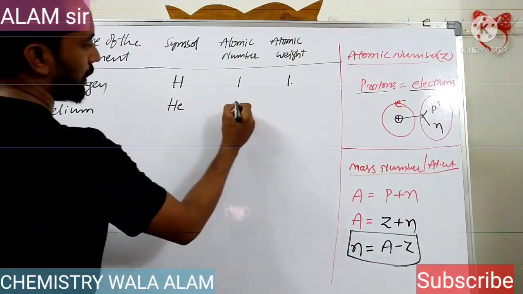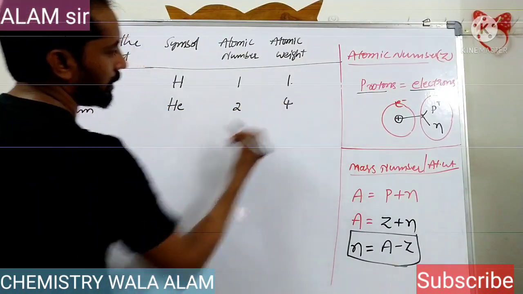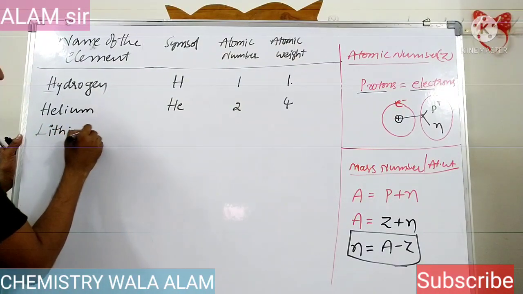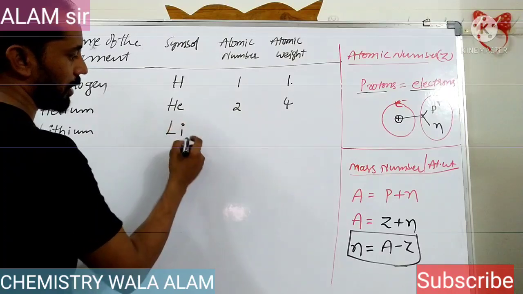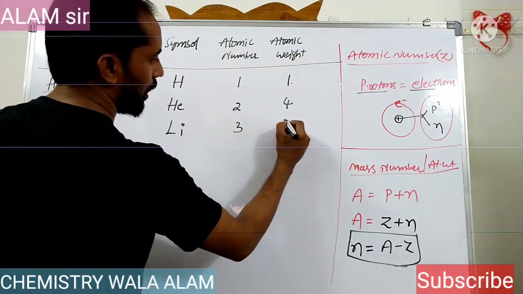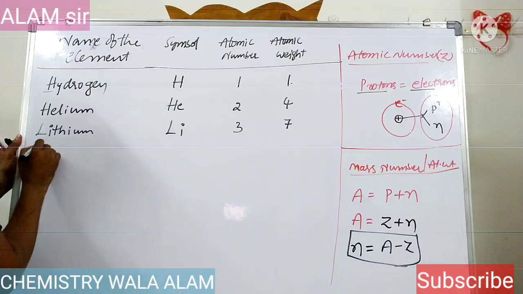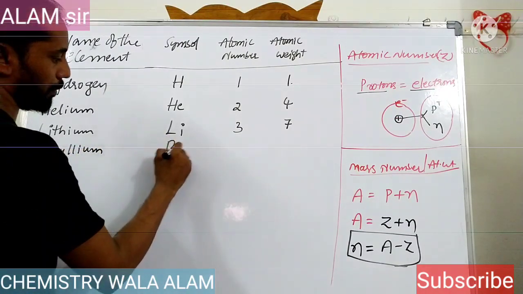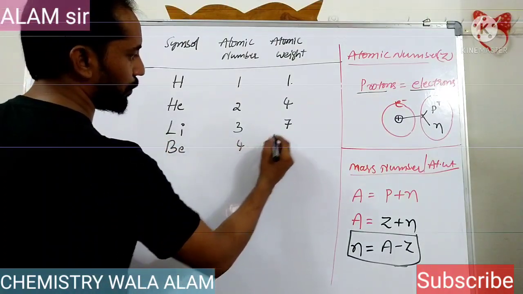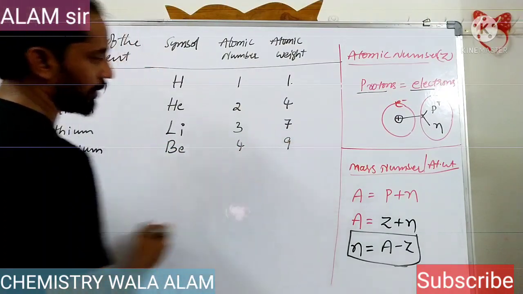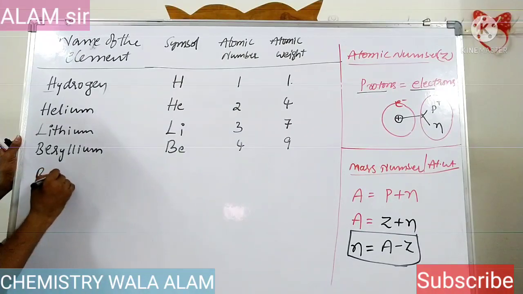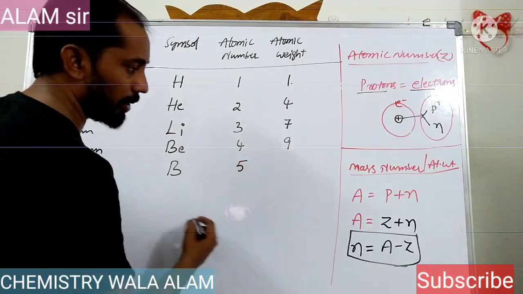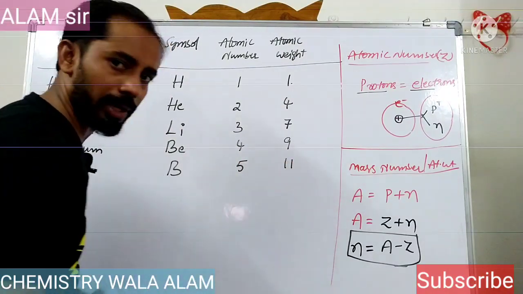Symbol is He. Atomic number is 2. Atomic weight is 4. Next one is lithium. Lithium, capital letter L, I. Atomic number 3. Atomic weight 7. Next one, beryllium. Beryllium, Be. Atomic number 4. Atomic weight 9. Next, boron, B. Atomic number 5. Atomic weight 11.